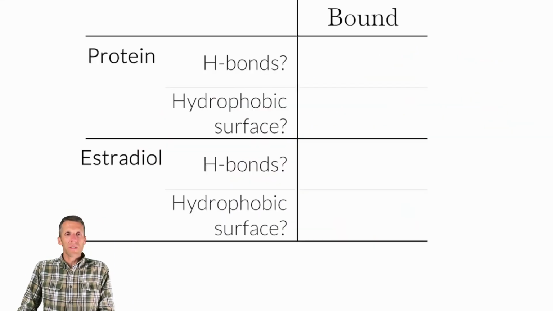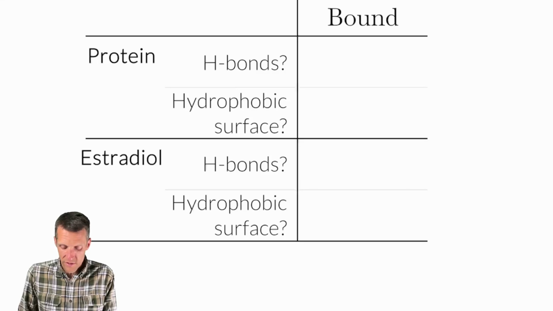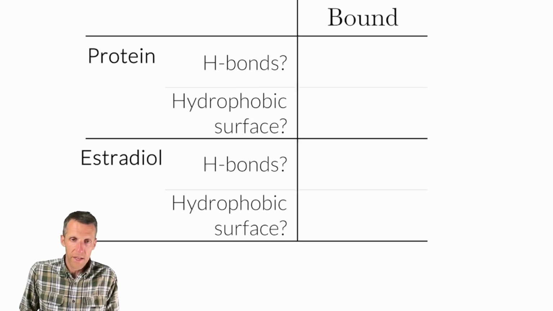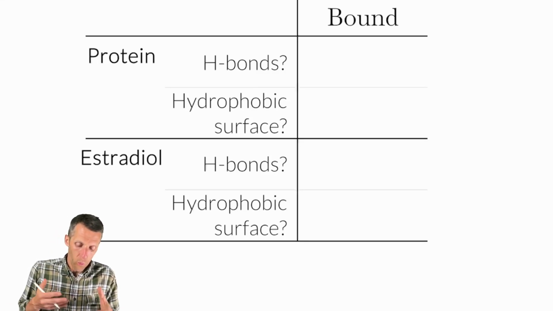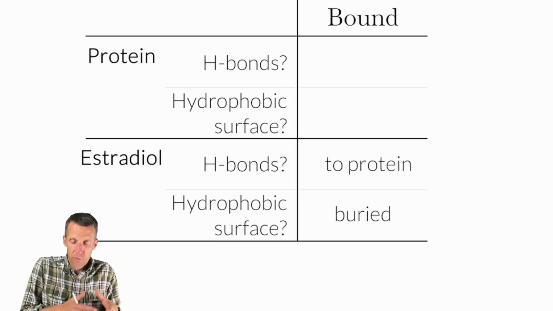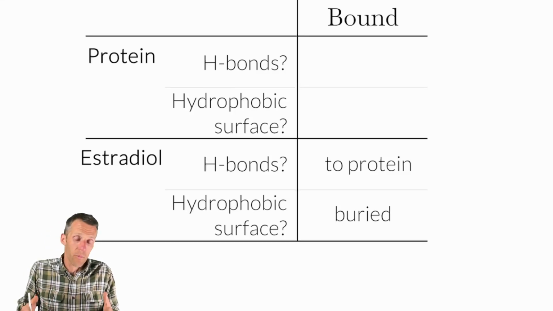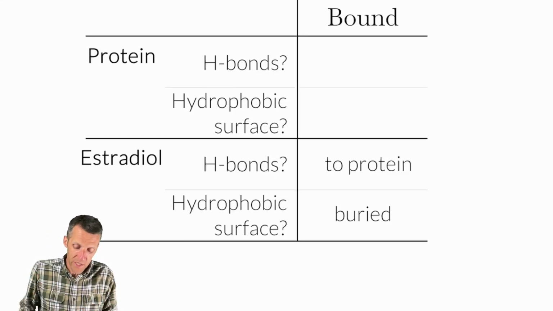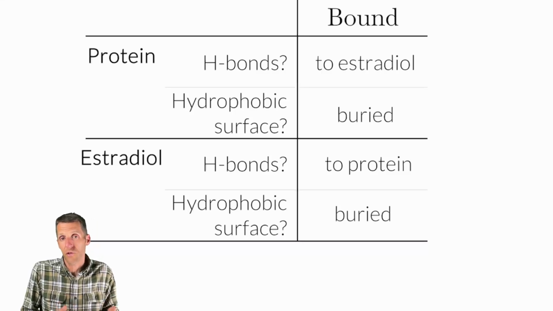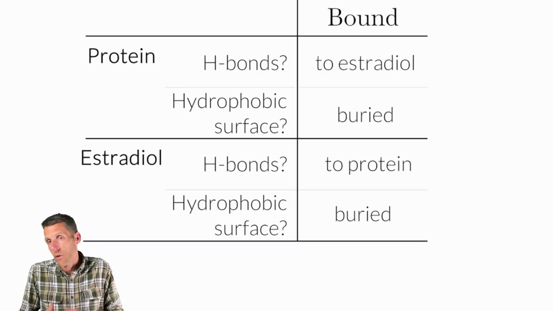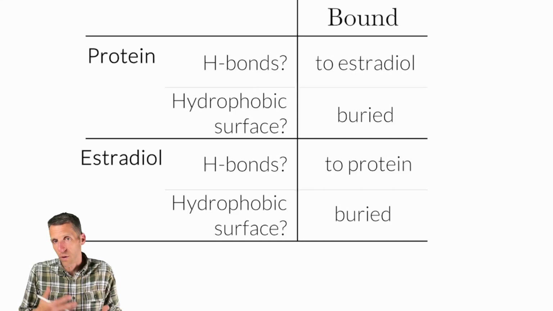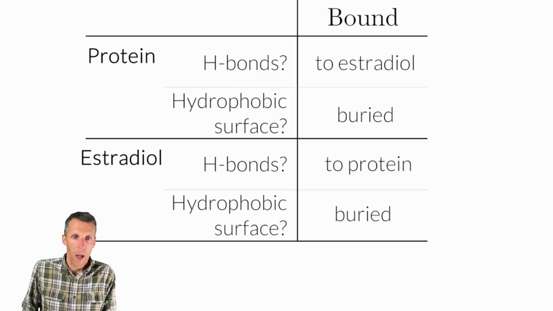Now let's actually do this in a counting way. Can we start building a table? So when estradiol is bound, what H bonds is it forming and what hydrophobic surface? Turns out it's forming hydrogen bonds to the protein, and its hydrophobic surface is buried. And then if we ask when the estradiol is bound, what's happening with the protein, we would say it is forming its hydrogen bonds to estradiol, and it also has buried hydrophobic surface, right? So we're counting, those are the two things that are happening.